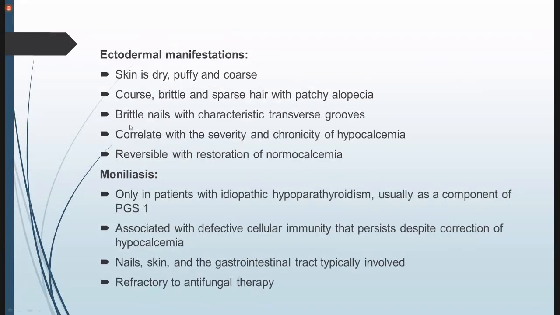In the skin, there can be dryness, puffiness, coarse, brittle hair with patchy alopecia, and brittle nails. Transverse grooves will be there, and these grooves will correlate with the severity and chronicity actually. And they are also reversible with restoration of normal calcemia. Moniliasis is basically candidiasis and is usually a component of polyglandular syndrome type 1.